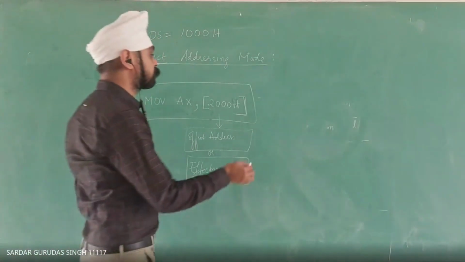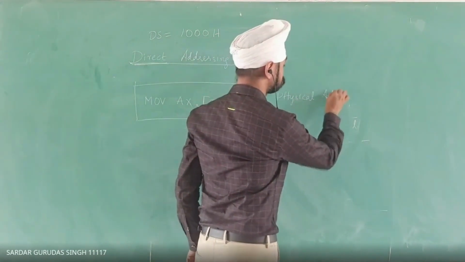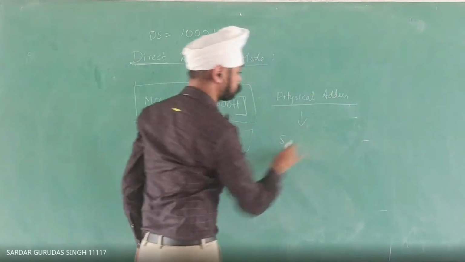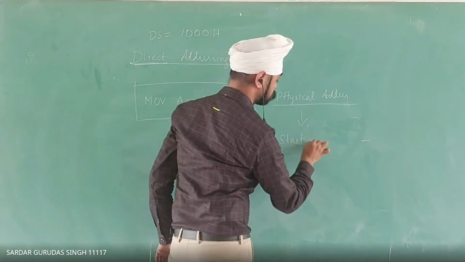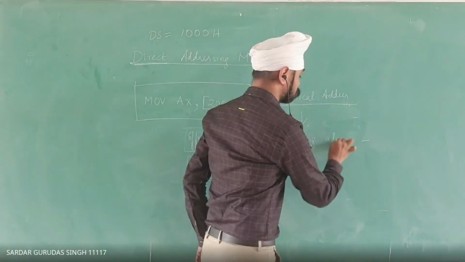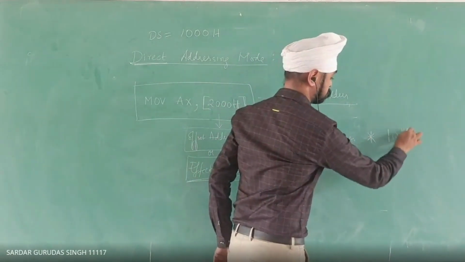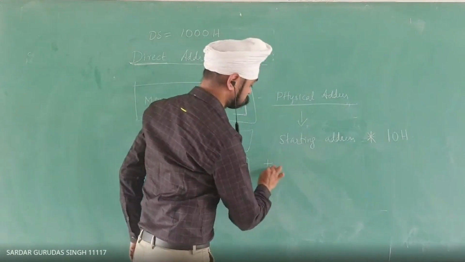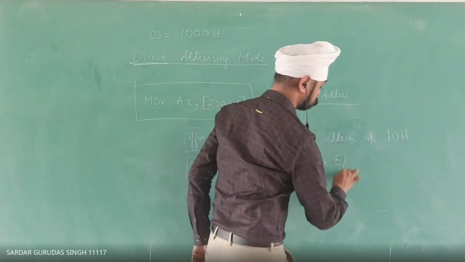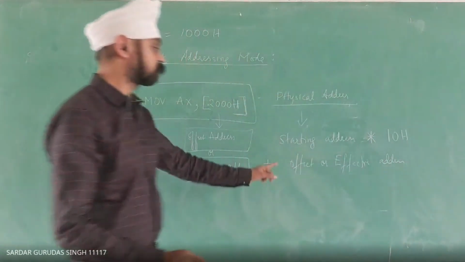Now, how will you get the physical address? To get the physical address, the procedure to calculate it is: you require the starting address into 10H, plus the offset or effective address. This is how we calculate the physical address.